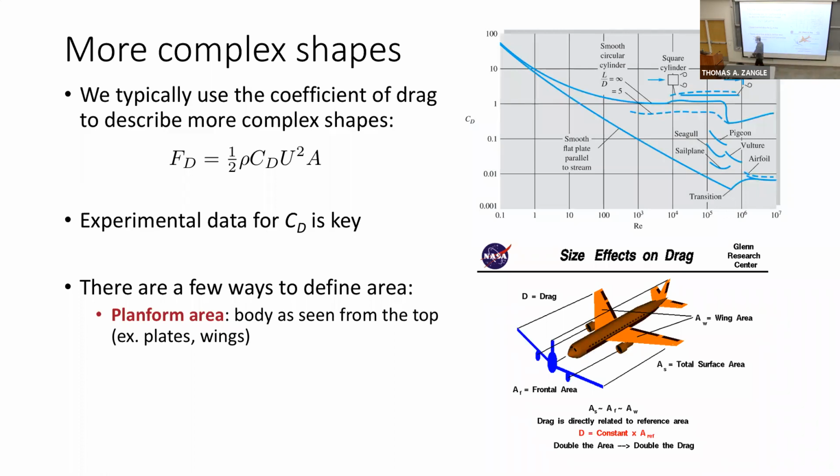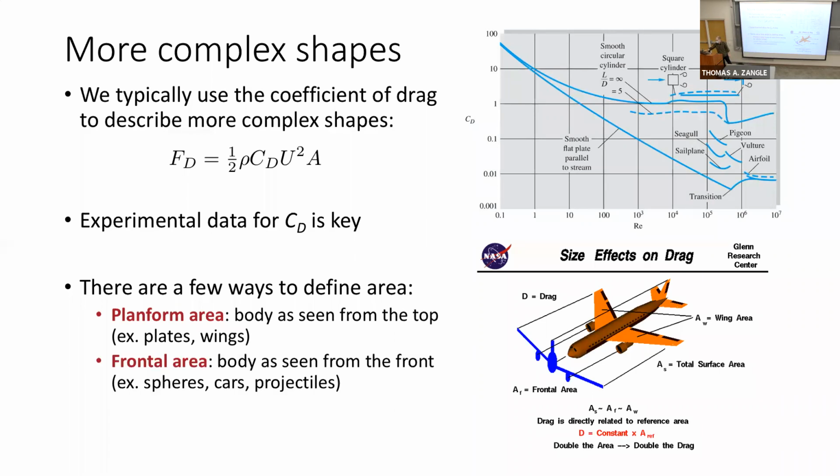It could also be the frontal area, which would be the area of the body as seen from the front. So this is a projection now of this airplane. We're looking at it from the front, and that's the frontal area. Sometimes you'll also see wetted area. If we're talking about a surface ship traveling through the water, we'll talk about wetted area, which is the area of the hull as it's moving downstream.